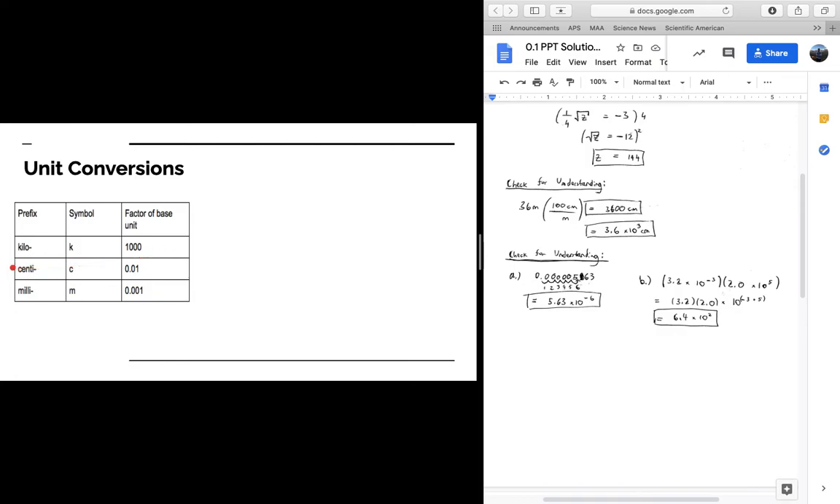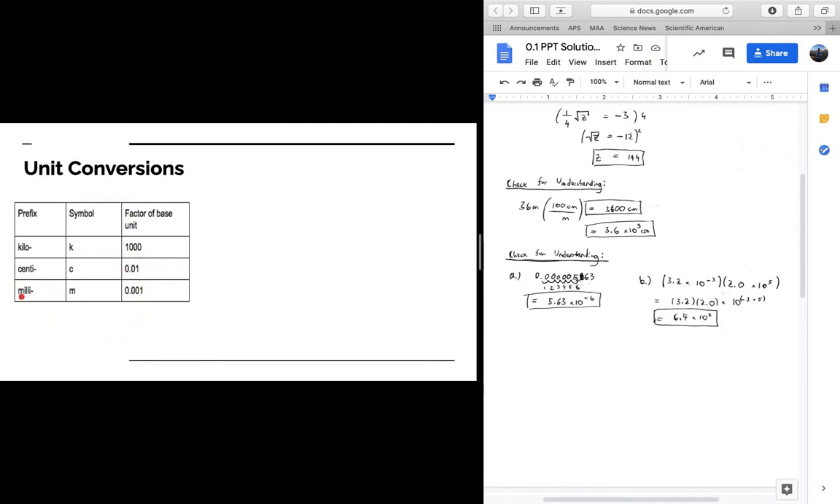A centi, represented by the letter C, is going to be 1/100th or 0.01 of your base unit. So if my base unit is a meter, a centimeter is 1/100th of a meter. The best way to think about that is a ruler, okay, a meter stick is a meter long and consists of 100 centimeters. So as a result, 1 centimeter makes up 1/100th of a meter stick, or 1/100th of a meter, hence the 0.01.